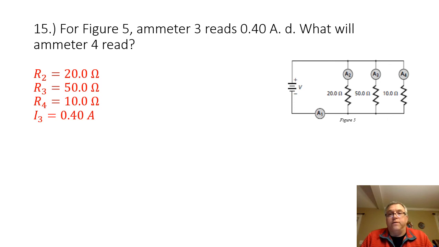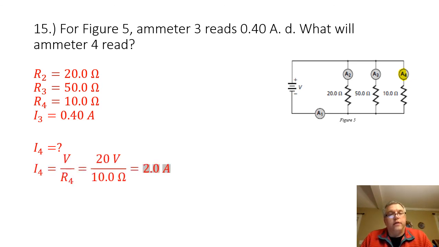All right, so for the last part of this, we want to know, what does ammeter 4 read? So we're looking for the amperage going through ammeter 4, which is wired in series with our 10 ohm resistor. So once again, using Ohm's law, I know that the voltage of 20 volts divided by my resistance of 10 ohms is going to give me a current going through ammeter 4 of 2 amps.